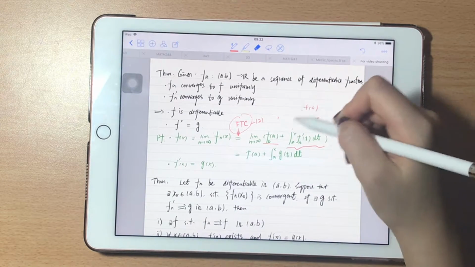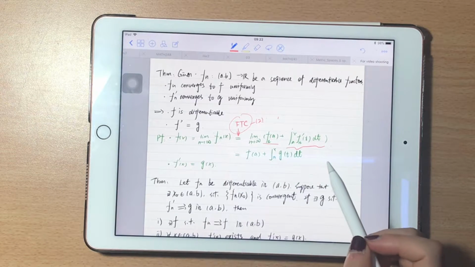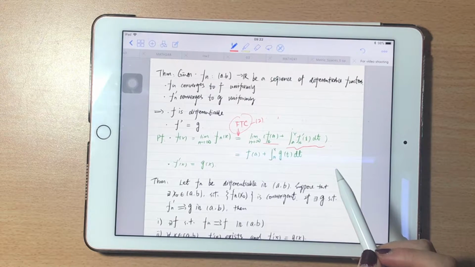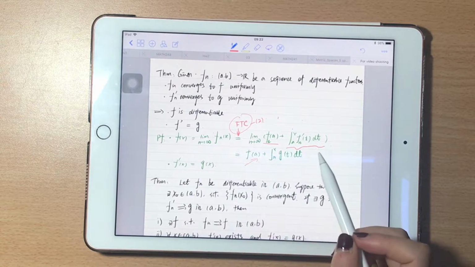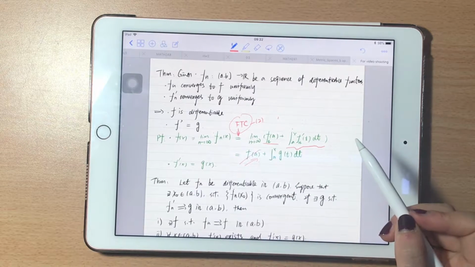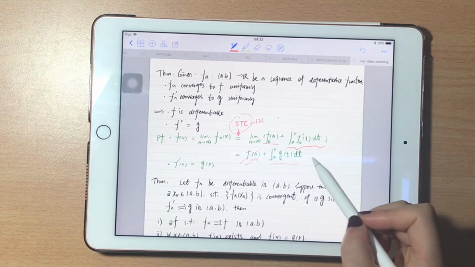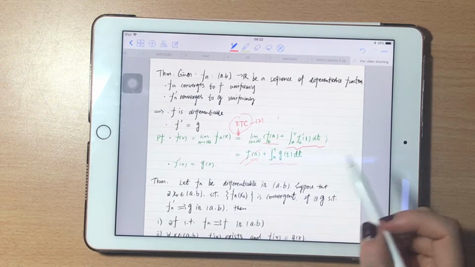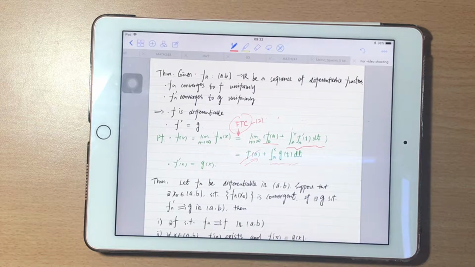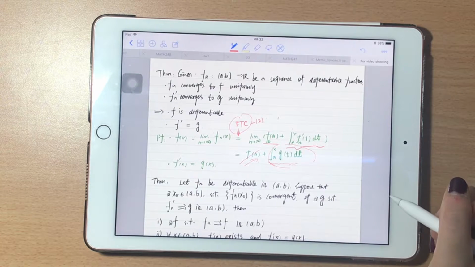And you know that f(x) is now equal to f(a) plus the integral from a to x of g(t) dt, and the right hand side is differentiable, right? This is a constant, so its derivative goes to 0. And from the fundamental theorem of calculus, this is also differentiable, which is the consequence of the second part of the theorem, that is, f prime equals g, right? You're taking the derivative of the integral, and it will be g.